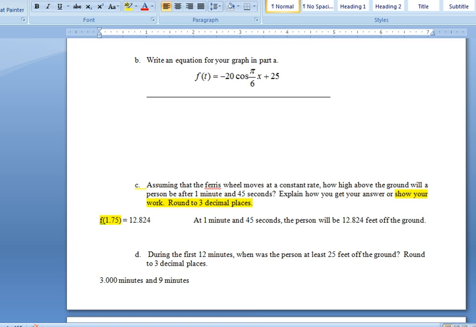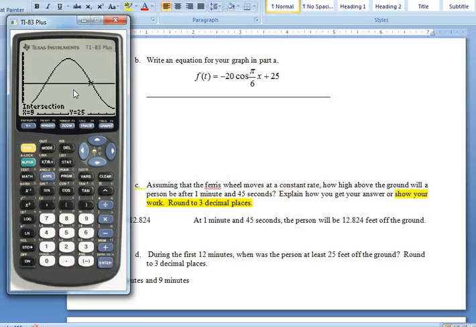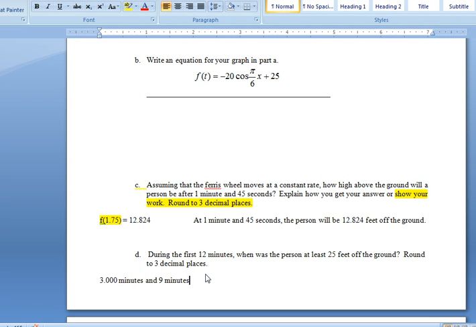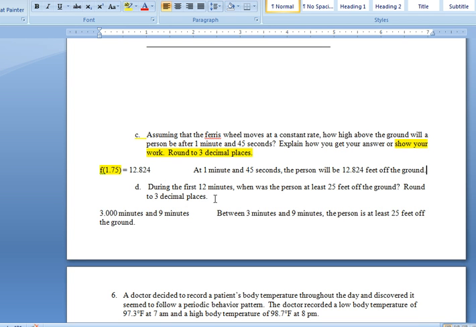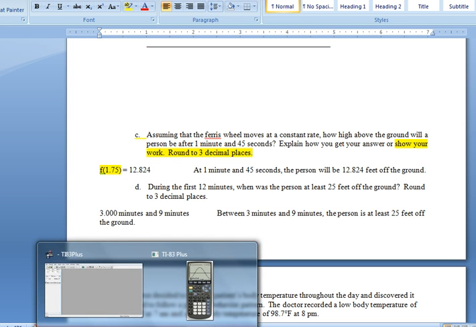And so what that means, if I look at my calculator here, is that between 3 minutes and 9 minutes, the person will be at least 25 feet off of the ground. And that's what you write for your sentence. So we would say between 3 minutes and 9 minutes, the person is at least 25 feet off the ground. And so that would be my answer for part C and D with the work shown on the calculator.